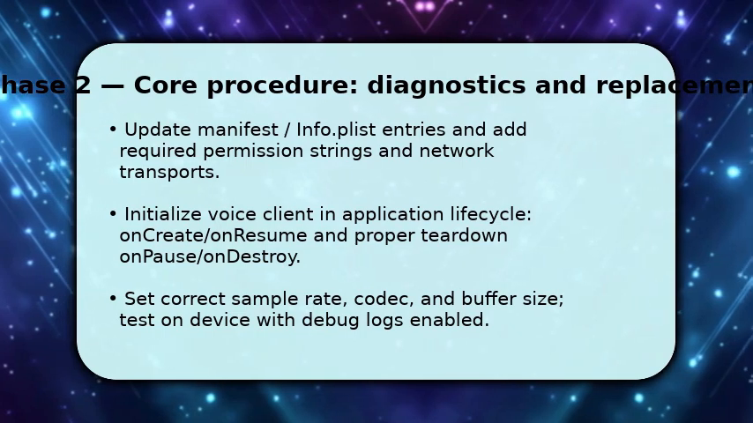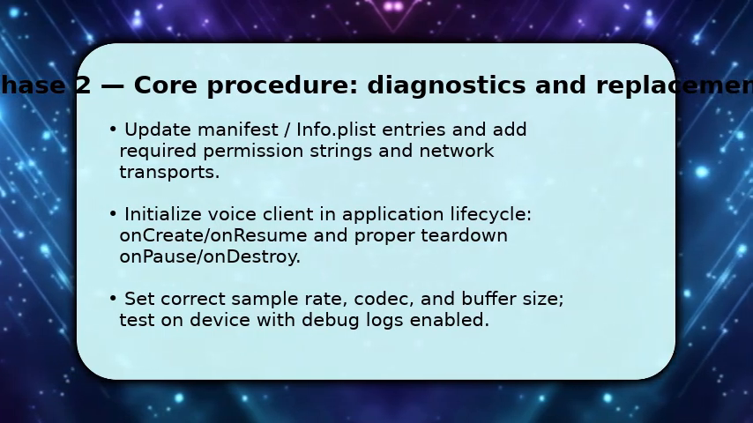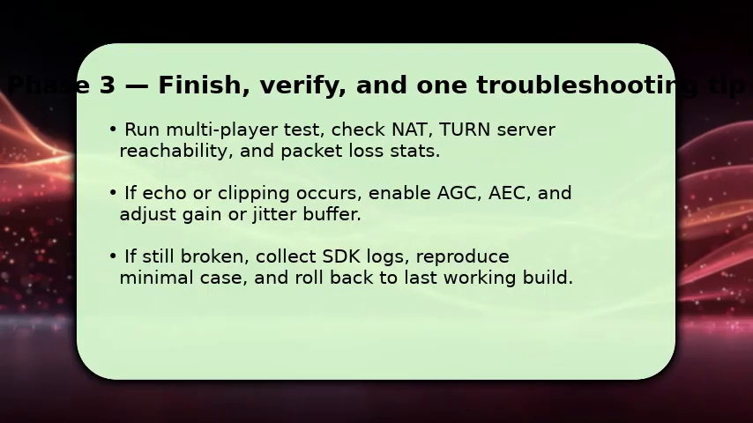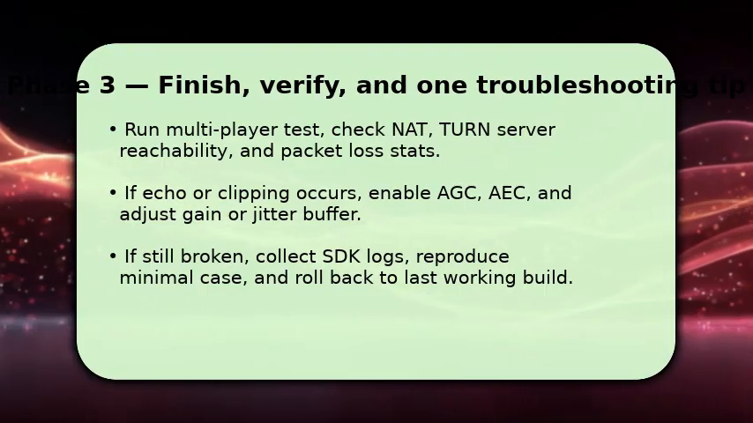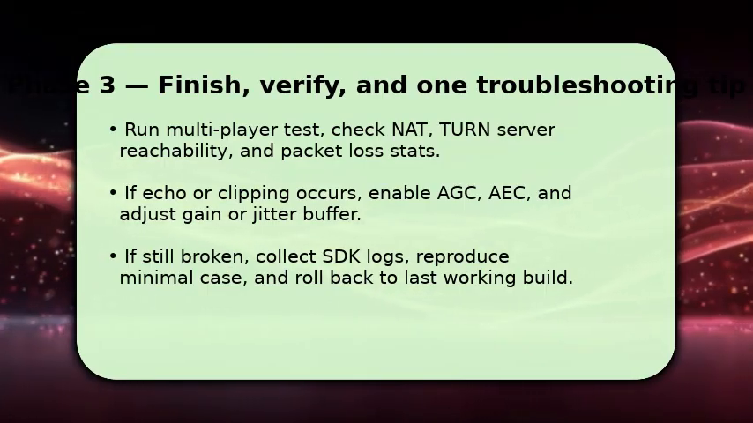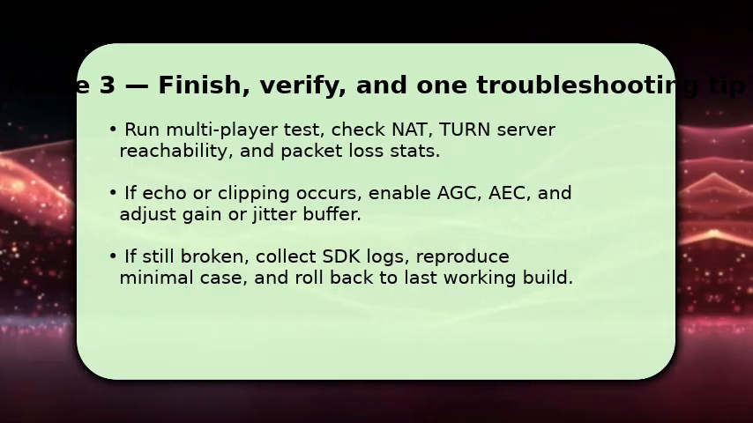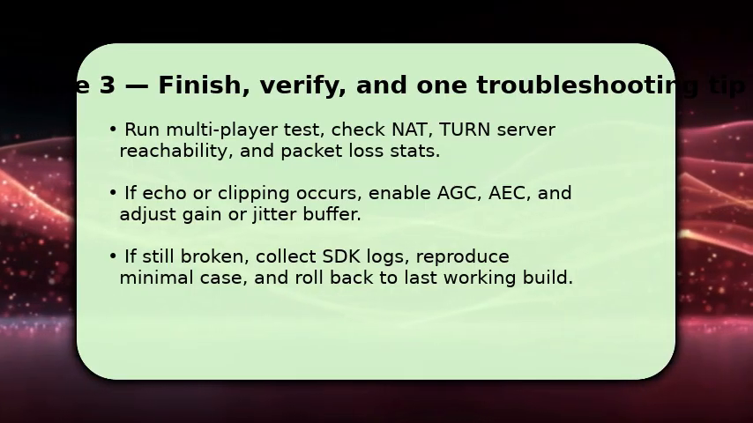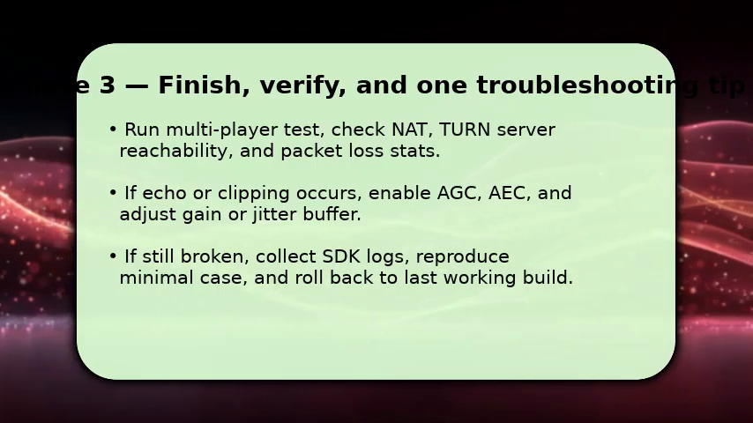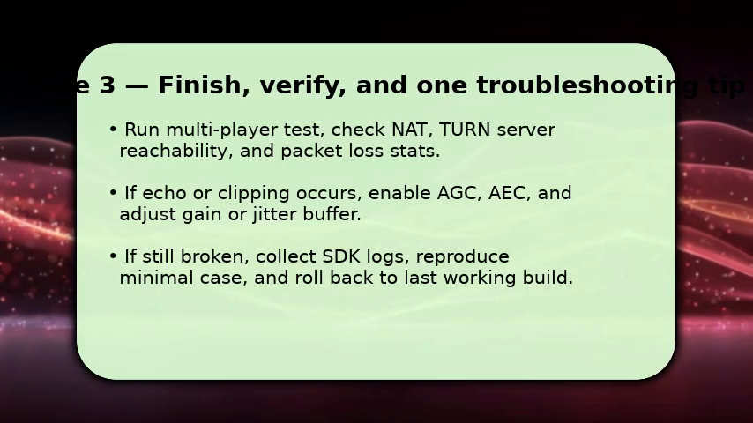To finish, run a full multiplayer test and verify NAT and TURN server reachability because connectivity is the most common runtime fault. If you hear echo or clipping, enable automatic gain control and echo cancellation, then tweak gain and the jitter buffer to stabilize audio. Once done, confirm performance across devices.